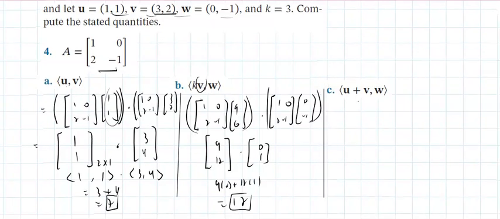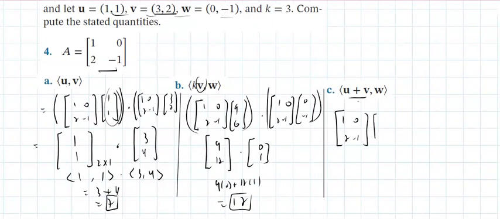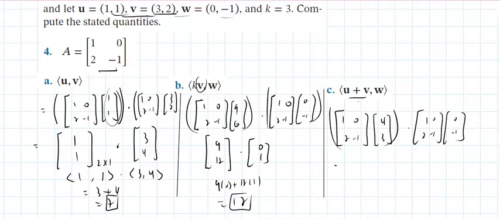And how about here? Well, the same deal. I'm going to take 1, 0, 2, negative 1. If I take u plus v, what would that be? U plus v, 1 plus 3, that's a 4, 3. And I'm going to dot that with 1, 0, 2, negative 1, and w is 0, negative 1. This turns out to be 4 and 8 minus 5. Dot it with 1 plus 0, 0 plus 0 is 0, and 0 plus 1 is 1, and that turns out to be 0 times 4 plus 5 times 1, which is 5.